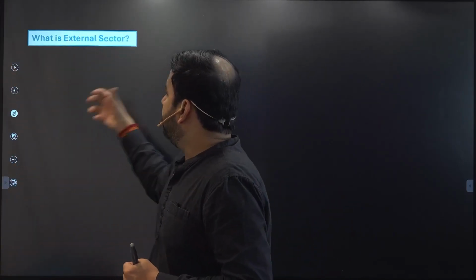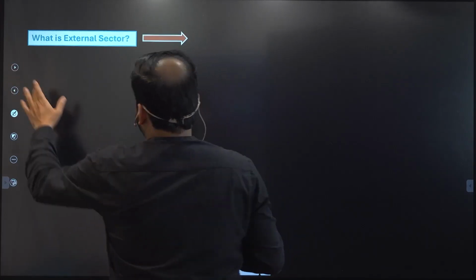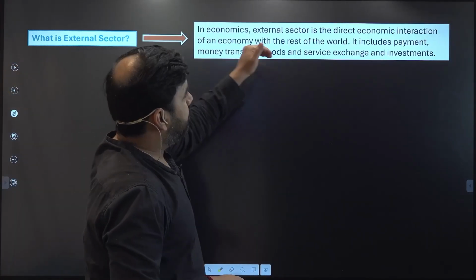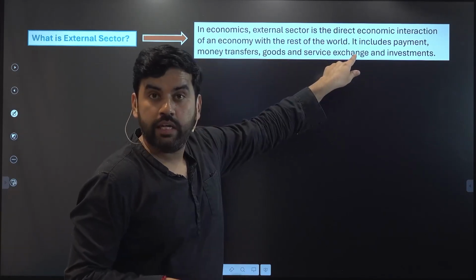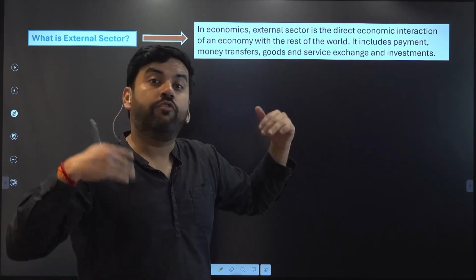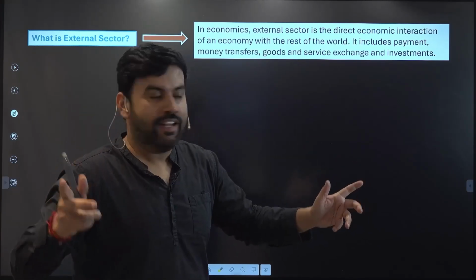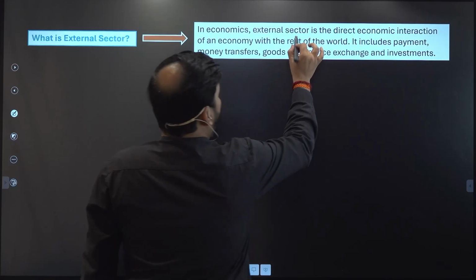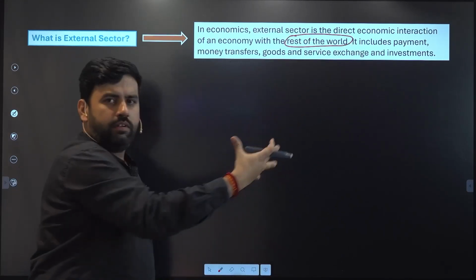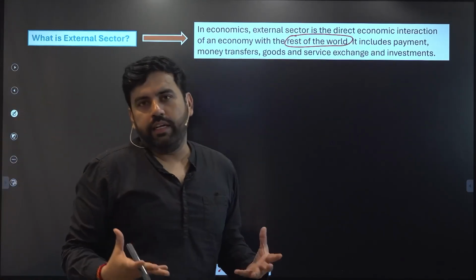So why am I discussing this? Because you should have the basic idea of what constitutes external. What is external in the external sector? So, what is the external sector? In economics, the external sector is the direct economic interaction of an economy with the rest of the world. I have not written foreigners or foreign citizens, but the rest of the world. We are going to discuss in detail what this rest of the world is all about.